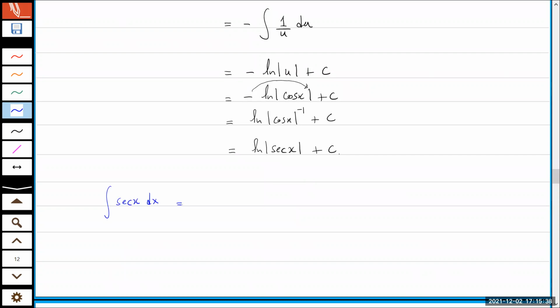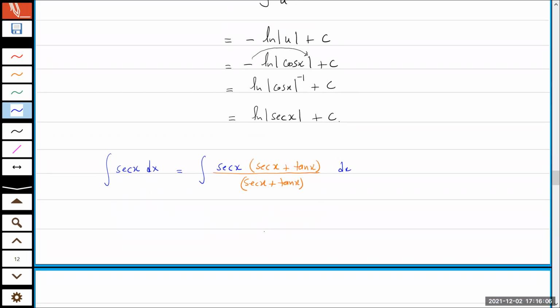What I'm going to do is write this as secant x, and I multiply and divide by this term, secant x plus tangent x, dx, because I see the log natural of secant x plus tangent x on the right side. Now all I have to check is, if I take u equals secant x plus tan x, is my numerator the derivative of this? If that's the case, you will see the integral will work out.